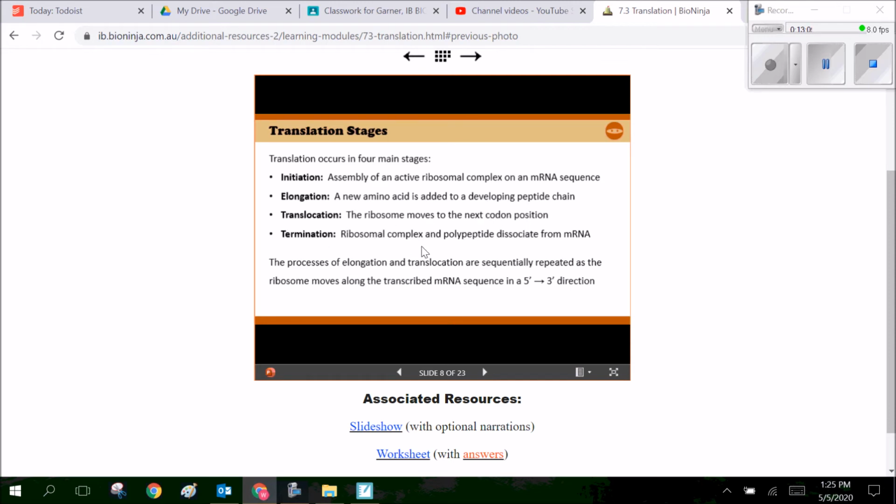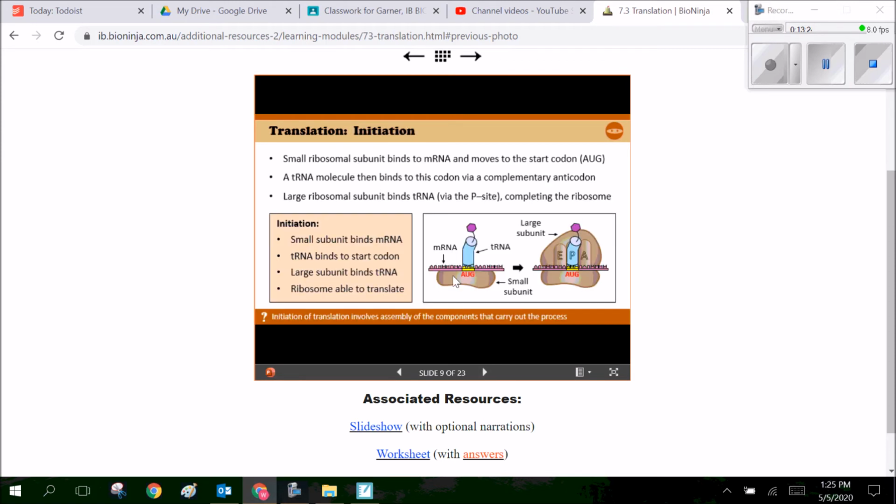Then we have termination, which is going to be where the ribosome is going to detach from the mRNA because it's done with its job, and then it's going to go and attach to a different mRNA later on. Elongation and translocation are repeated over and over as the ribosome moves along the mRNA. Okay, so let's take a look at initiation.